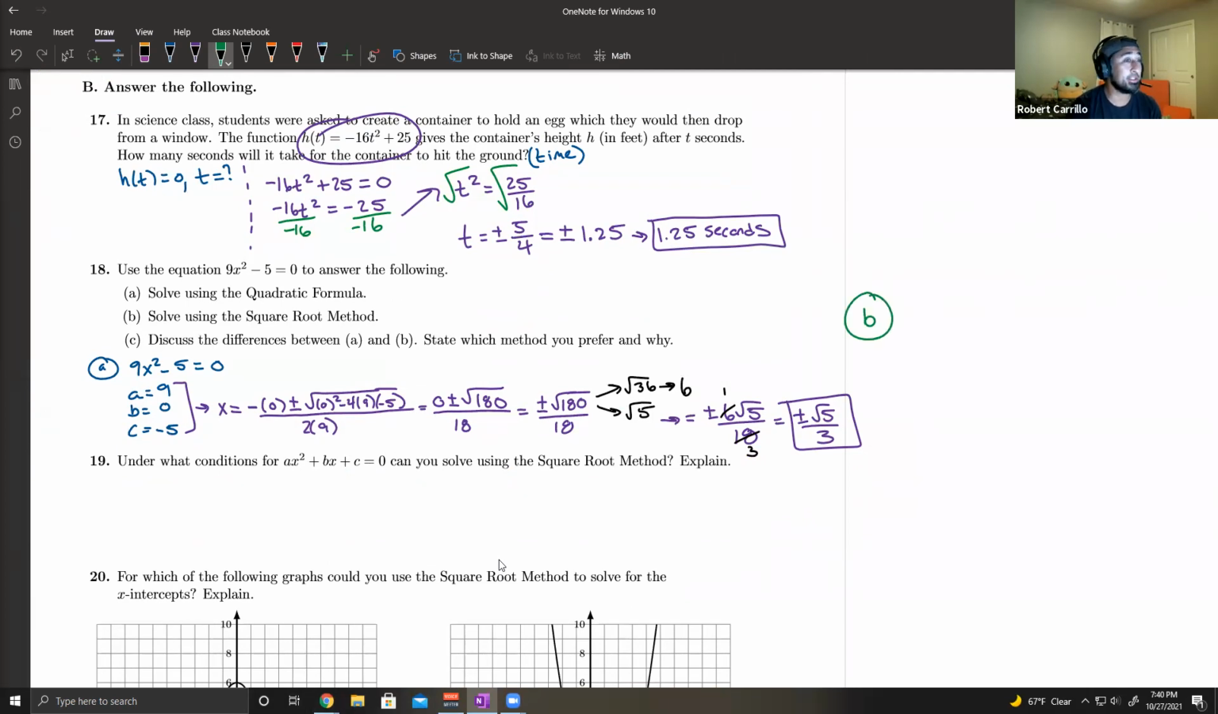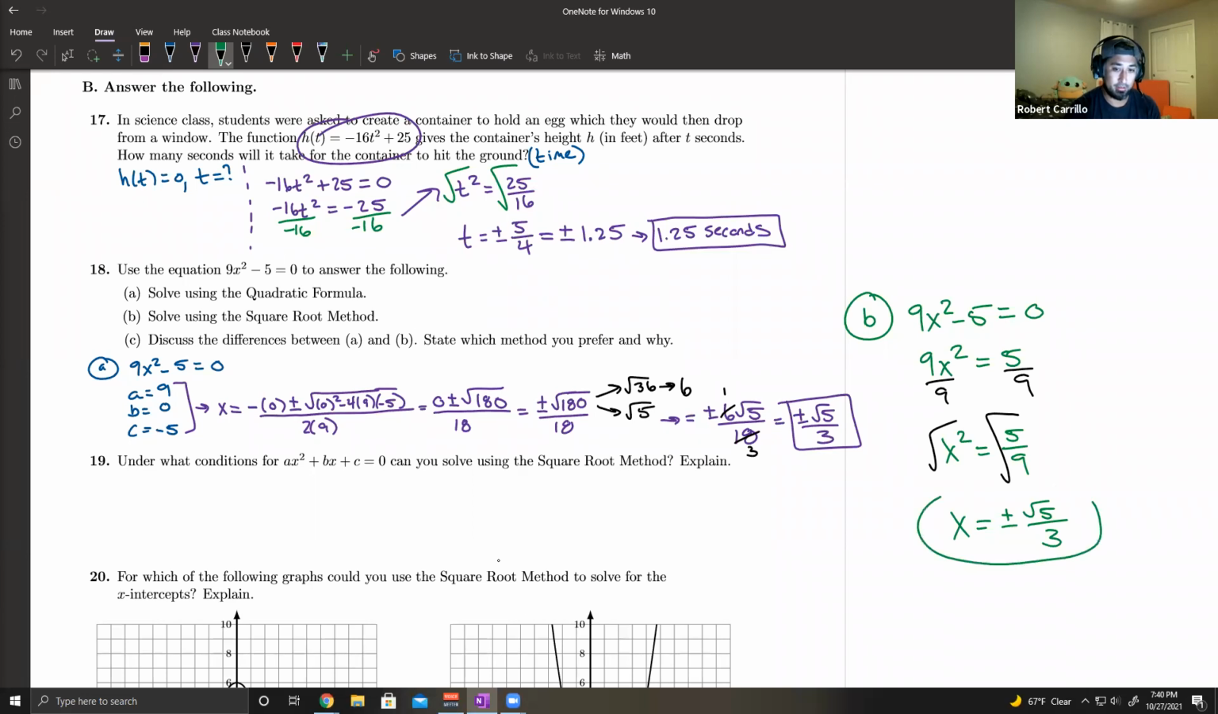B says solve it using the square root method: 9x squared minus 5 equal to 0. Add that 5 over, and 9x squared equals 5. And then divide by 9, and x squared would equal 5/9, which we then square root. And x would equal plus or minus square root 5 over 3.